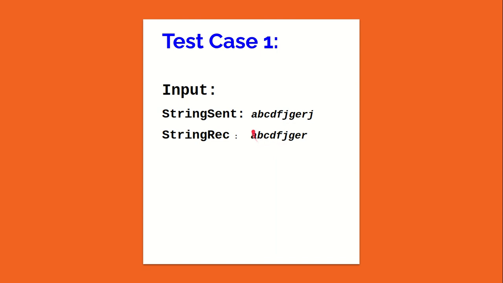Here we compare these two strings character by character. It means the first character of the first string is compared with the first character of the second string. Then the second character of the first string is compared with the second character of the second string. It goes on up to the last character. Here we find J at the end of the sent string was lost in the network during transmission. So here the expected return value or output is J.